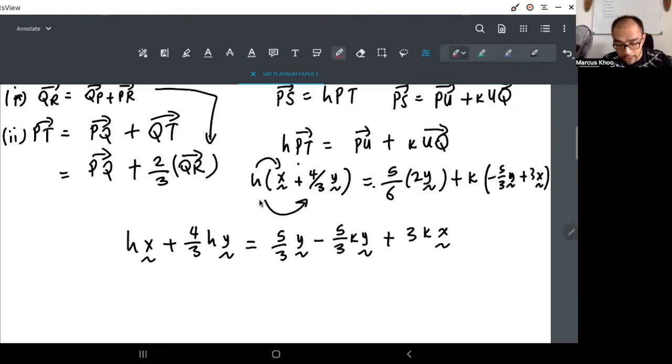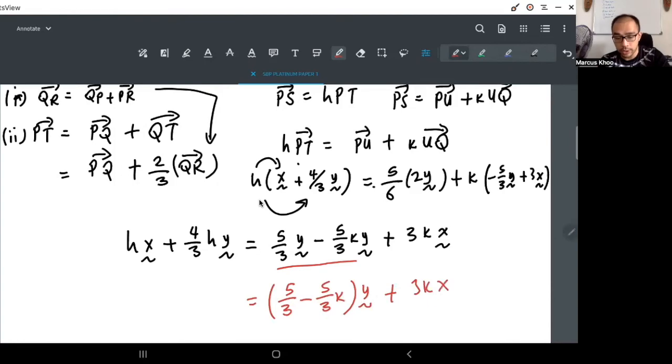So this and this, you can't just subtract like that, because one has k and one has no k. You can't really do much except to factorize it. When you factorize it out, you will get 5 over 3 minus 5 over 3k, the whole thing, y plus 3kx. Oh sorry, I'm going to draw this in green. 3kx. On the left side, I will get hx plus 4 over 3hy.